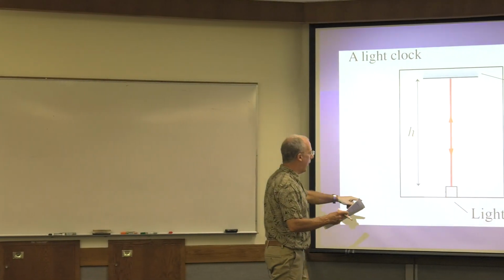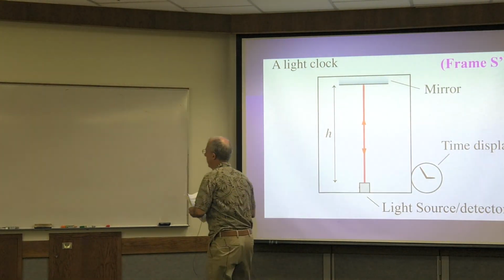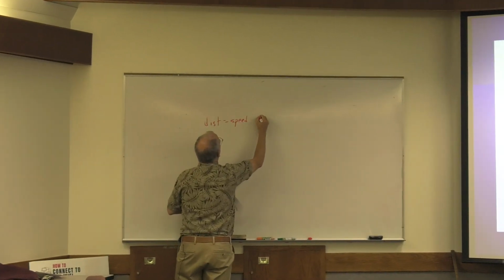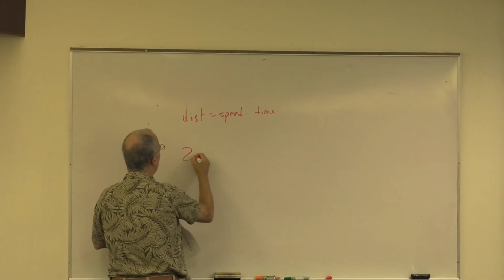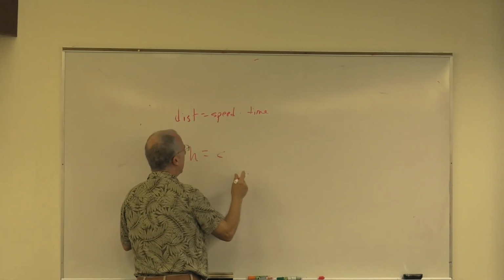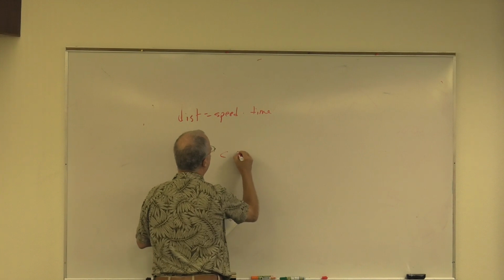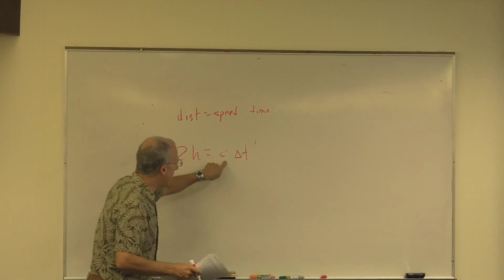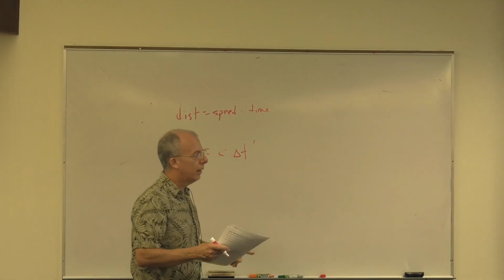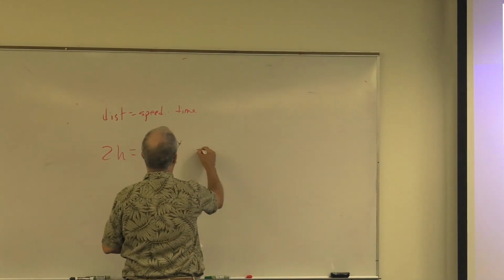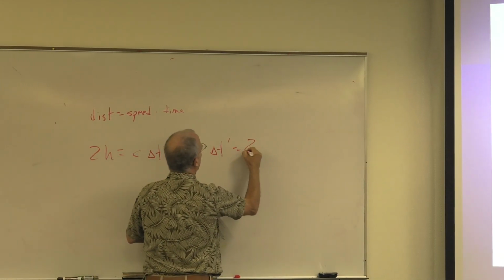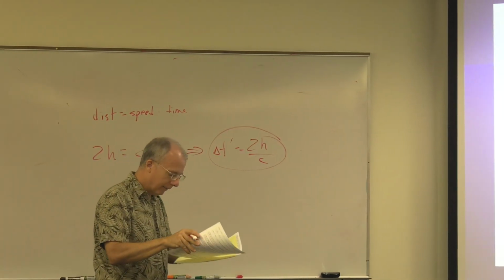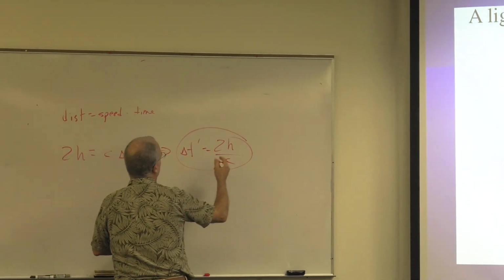So for the light to go up and back, the distance is 2h. We have distance equals speed times time. The distance is 2h. The speed is the speed of light, c. And the time, we're going to put a prime, because it's frame S prime. So distance equals speed times time: 2h equals c times delta t prime. Therefore, delta t prime equals 2h over c. We're going to use that in a couple of minutes. That's why I'm making a big deal about it. Now, I'm going to write that up here.